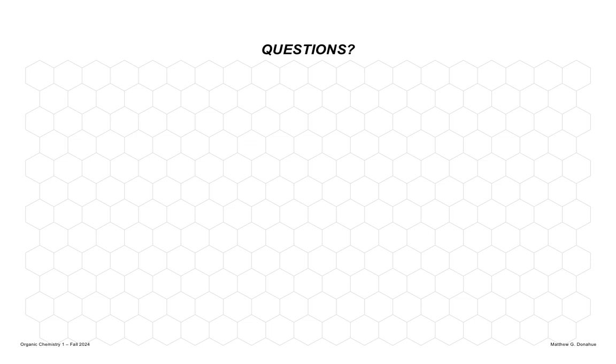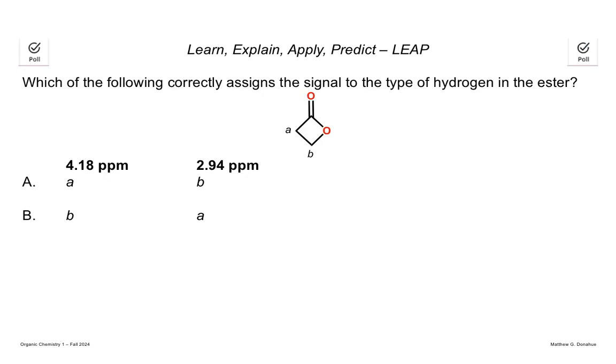Any questions at this point? So we'll do the assignments of the ester and the ketone, and then we're going to look at why those signals have multiple lines. What is the thing we can use to predict that?